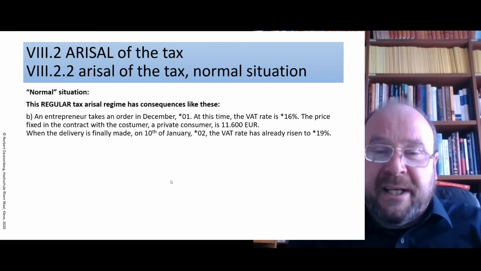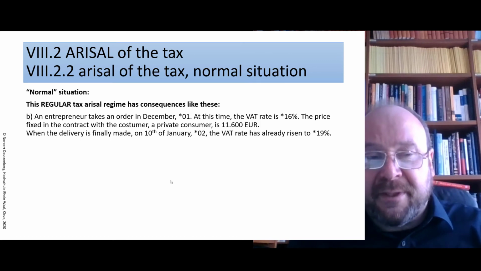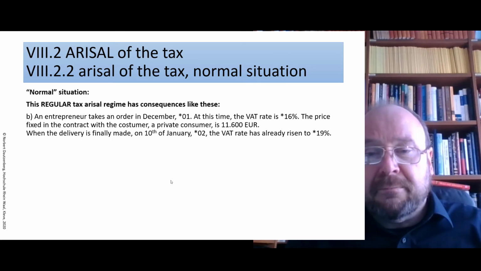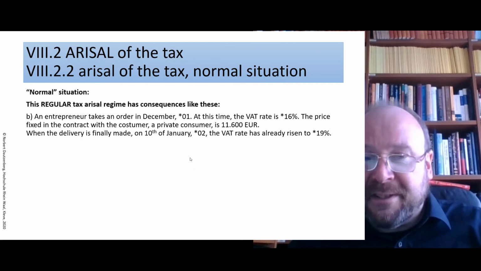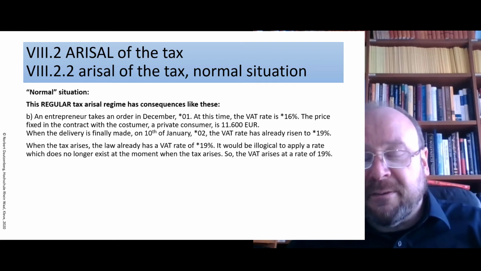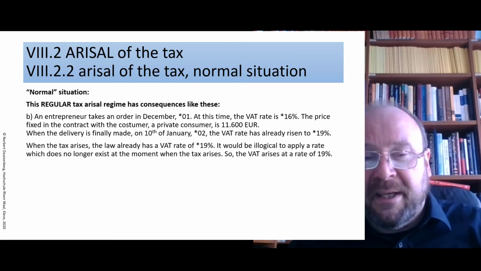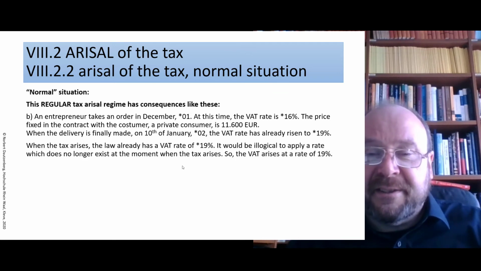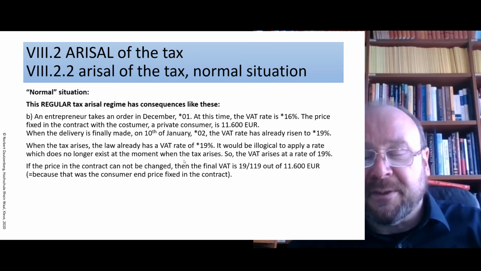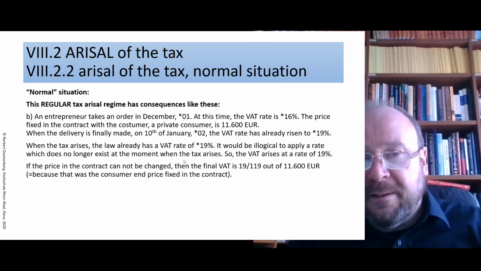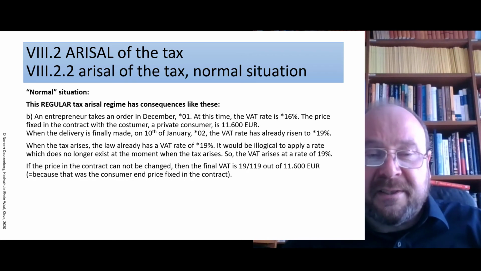Furthermore, when there is a change in the tax rate, and you take an order in December where the rate is 16%, and the delivery is finally made on the 10th of January, but then the rate is already 19%, the tax arises on the date when the delivery is made. That is in January, and in January the law already demands 19%, so the arisal of the tax also determines which version of the law has to be applied.